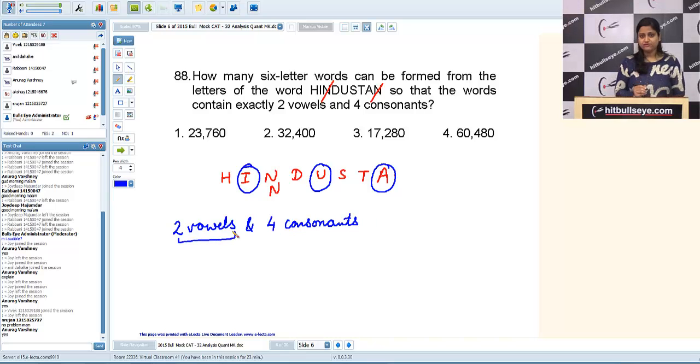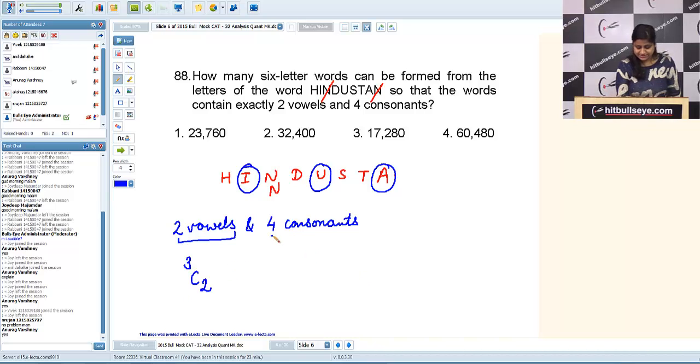Okay, first of all, we want to choose 2 vowels. If we take 2 vowels, we have 3 vowels. The selection can be made in 3C2 ways. We are not arranging, first of all, we are selecting them. So, in 3C2 ways, we can select vowels.